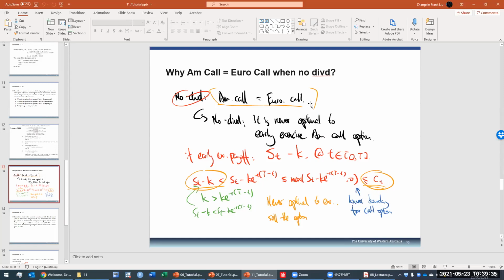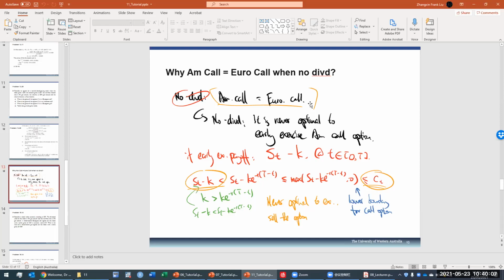If there's no dividend, American call is the same as European call, and that just means it is never optimal to early exercise the American call option, right? It's like I just changed the angle of the question, because if it's never optimal to early exercise, then European is the same as American. This shows you how finance people think. If it's never optimal to early exercise, what happens if you do early exercise?